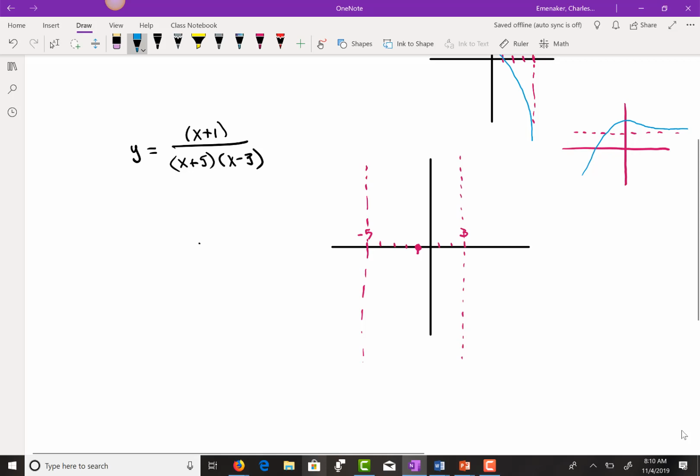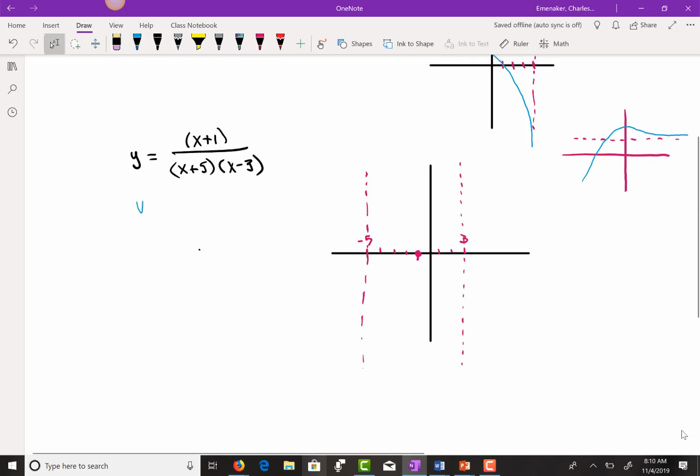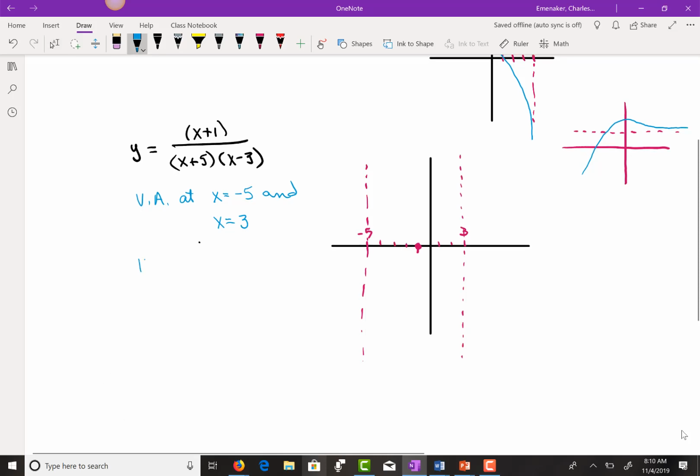For this particular function here, you have vertical asymptotes at x equals -5 and x equals 3. You also have a horizontal asymptote at y equals 0. Now, how on earth do we get the horizontal asymptote? Well, we'll talk about that in a couple minutes here. I'll make sure the verticals are working. Does this make sense on vertical asymptotes? Vertical asymptotes are where the denominator is 0.